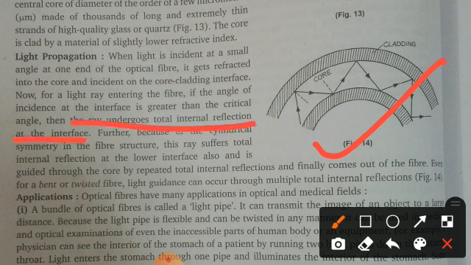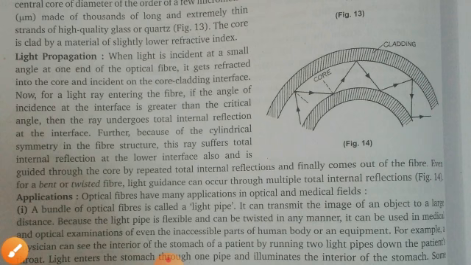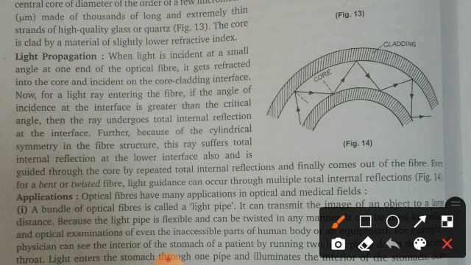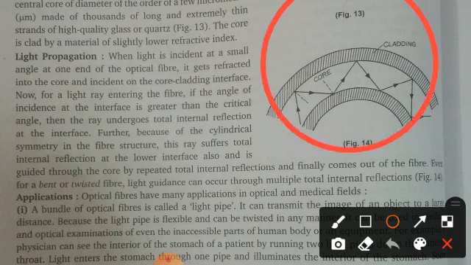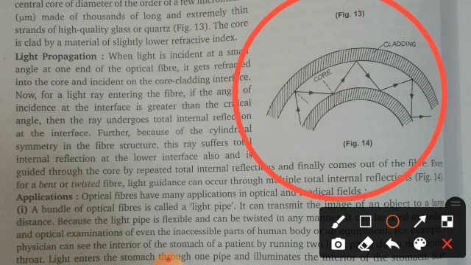Further, because of the cylindrical symmetry in the fiber structure, this ray suffers total internal reflection at the lower interface also, and is guided through the core by repeated total internal reflection and finally comes out of the optical fiber, even a bent or twisted fiber. Light guidance can occur through multiple total internal reflection. Fine. In figure number 4 you can see this. This is the figure.